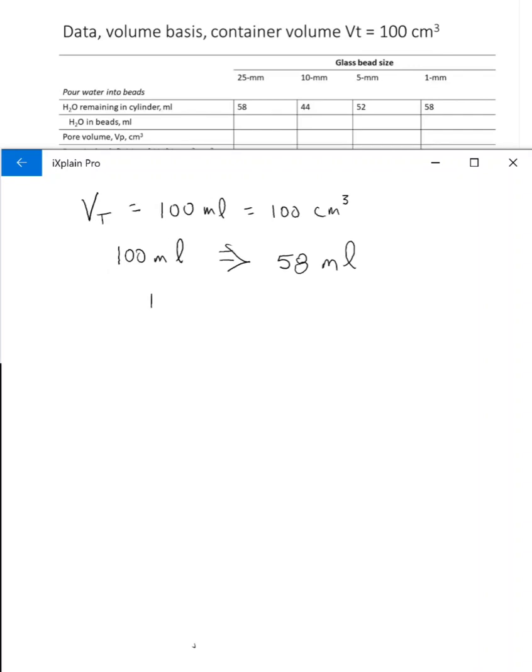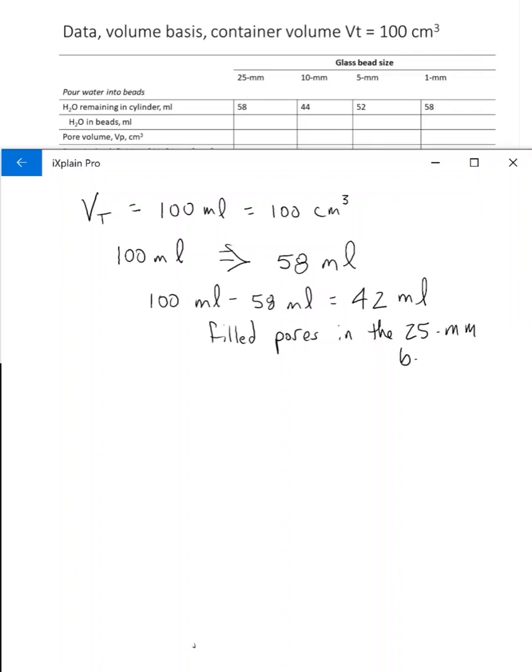So what does that tell me? Well, if I do some quick subtraction here, 100 milliliters minus 58 milliliters, what I find is that 42 milliliters of water filled the pores in the 25 millimeter beads. So when I'm looking at my table, it says the water in the beads in milliliters. Well, the water in the beads in the 25 millimeter case is 42 mils.